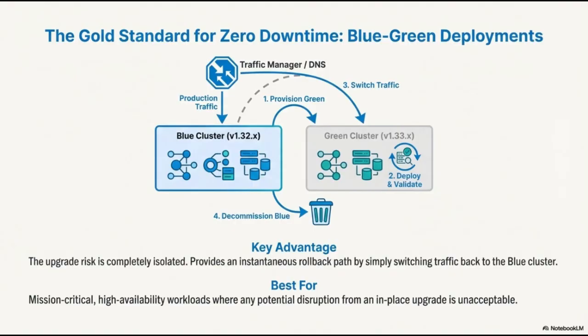Once we are confident in the new release, step 3 is the traffic switch. We update our traffic manager, or DNS, to instantly route users to the green cluster. The key advantage here is risk mitigation. Because the blue environment remains live and untouched, we have an instantaneous rollback path if any issues arise after the switch. Finally, once the new environment is confirmed stable, we decommission the old blue cluster to save resources. This strategy is best suited for mission-critical, high-availability workloads where any potential disruption from a standard in-place upgrade is unacceptable.